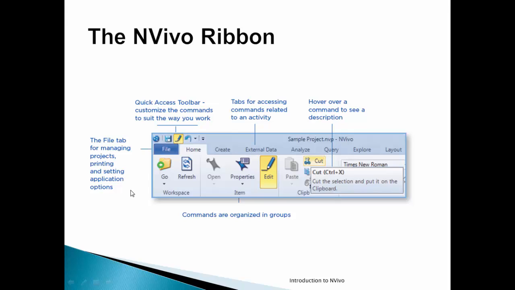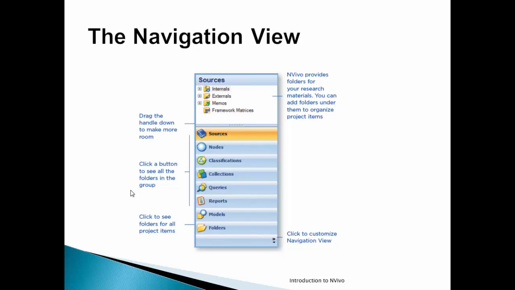The navigation view, which is down the left hand side, well, first of all you've got your folders for all your research material, so you can label them as internal, external. You can create new folders, photographs from case A, photographs from case B. You can add folders under them to organize project items. You can drag this up and down to increase or decrease that. Clicking a button here to see what folder.